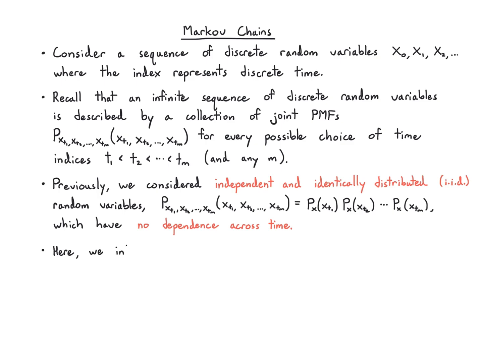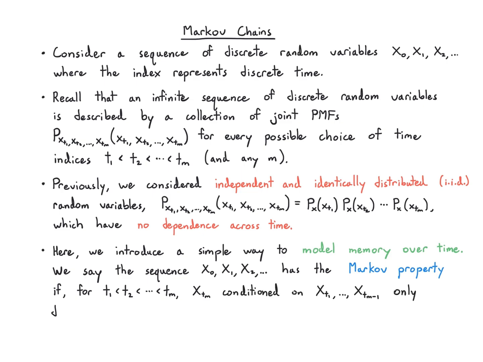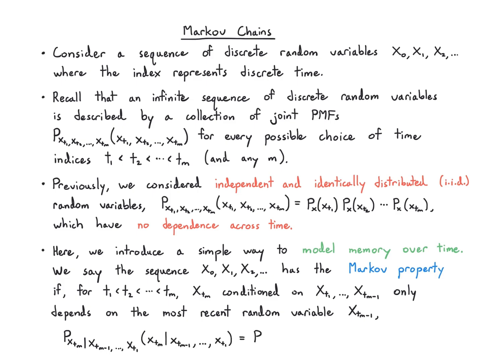So now let's introduce a simple way to capture the idea of memory, or model the idea of memory over time. And we'll say that the sequence x0, x1, x2 has the Markov property if for the time indices t1, t2, up to tm, conditioning x_tm on x_t1 up to x_tm minus 1 only depends on the most recent random variable. Okay, so if I write the conditional distribution of x_tm given the past here, x_tm minus 1 up to x_t1, then the only thing that stays is x_tm minus 1.